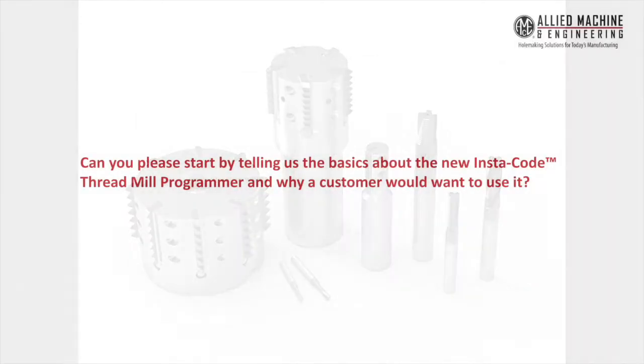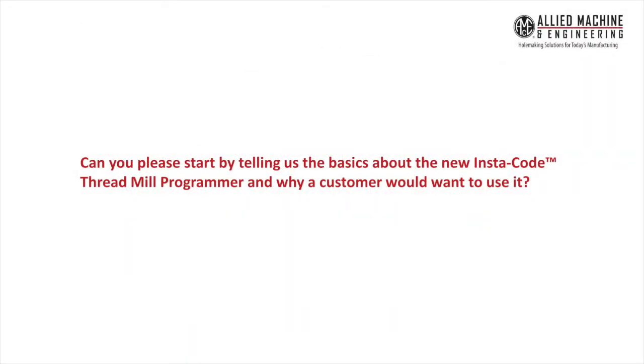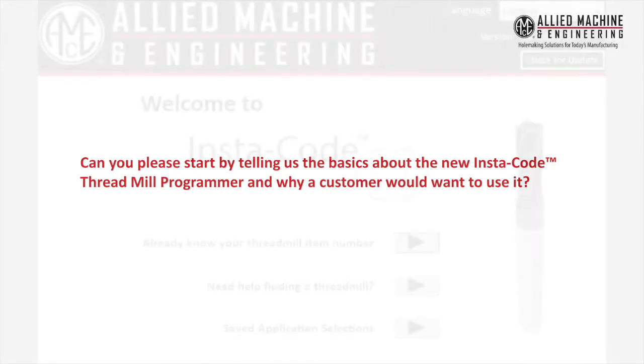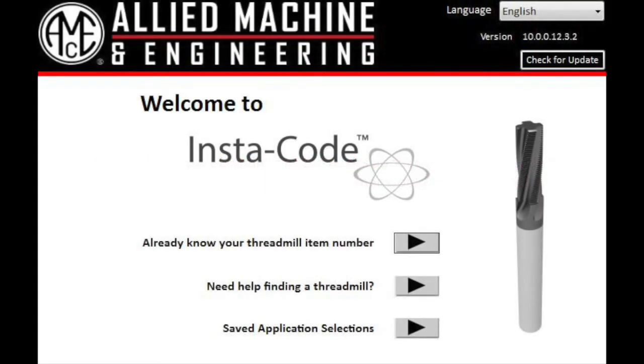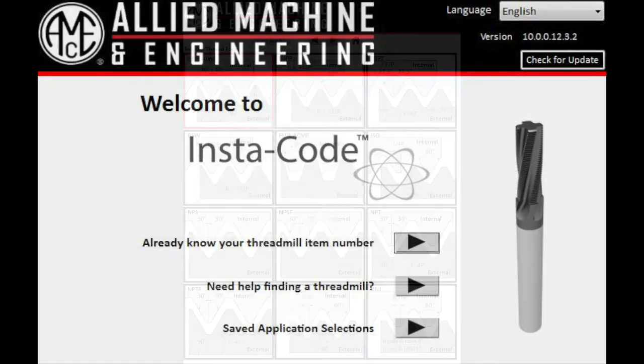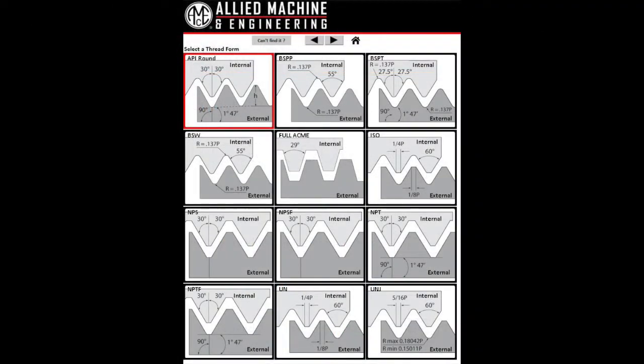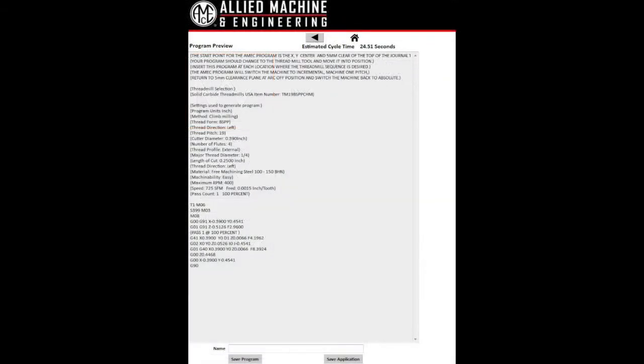Jamie, can you please start by telling us the basics about the new Insta-Code Thread Mill Programmer and why a customer would want to use it? Absolutely. Insta-Code Programmer is download software that you're able to put onto your PC that's going to give you the ability to create programs for your machine to be able to run the thread mill. It's going to give you the ability to select the thread form, select the thread pitch, and information about your application. Then it's going to create the program necessary for your machine controller.